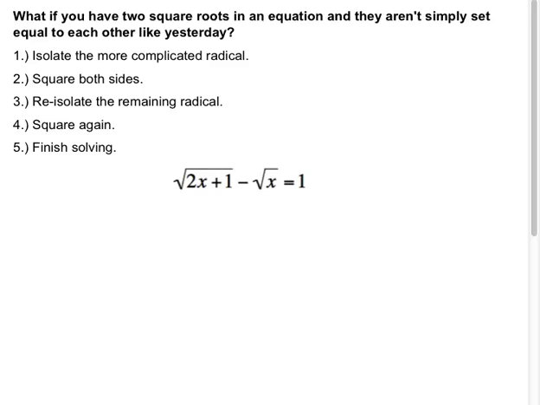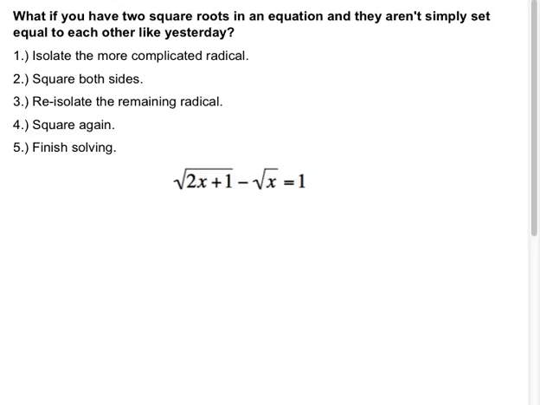Now, there is one more type of problem that I want to talk about. Okay, the situation where here, what if you have two radicals and you can't just get them equal to each other, right? There's two radicals, but you have other stuff in there as well, like the fact is set equaling 1. So I'm going to talk you through a process that'll get you through this type of problem as well.